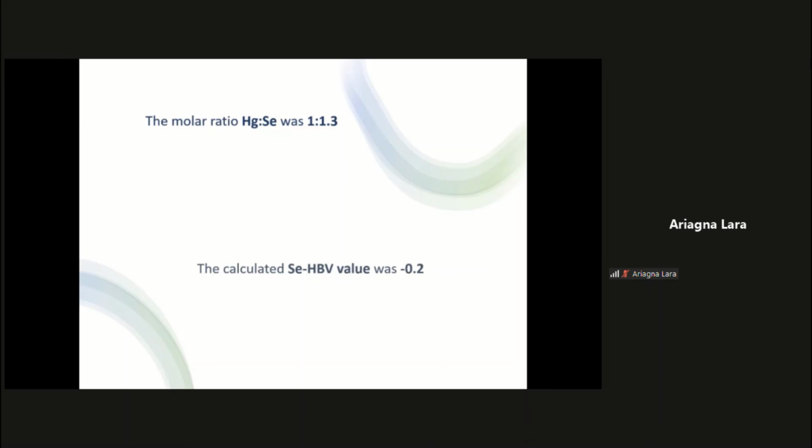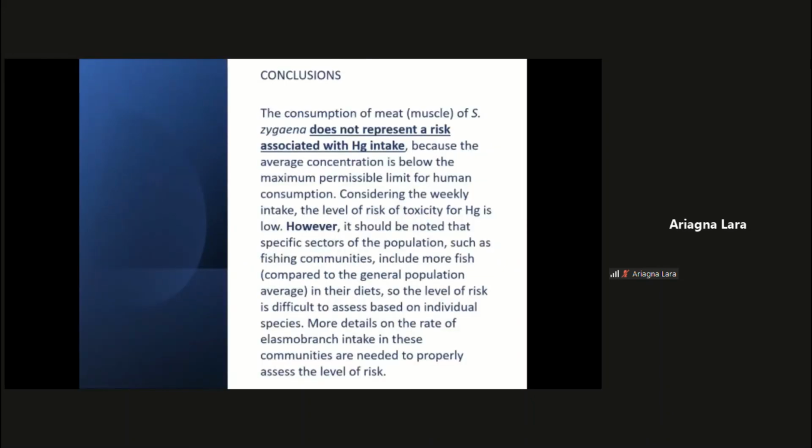For the conclusion, the consumption of meat of Sphyrna zygaena does not represent a risk associated with mercury intake because the average concentration is below the maximum permissible limit for human consumption. Considering the weekly intake, the level of risk of toxicity for mercury is low.